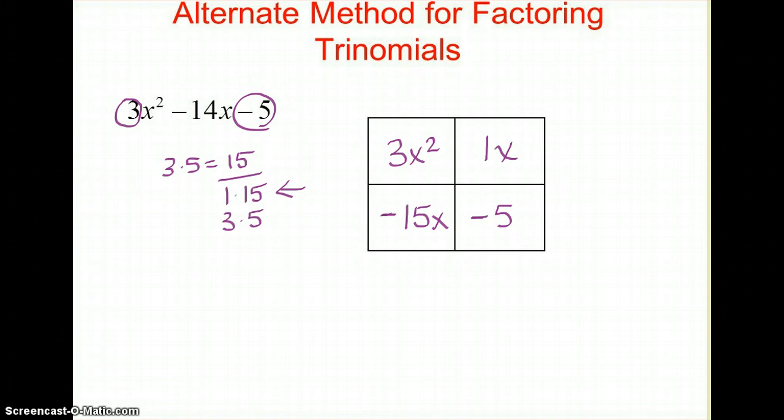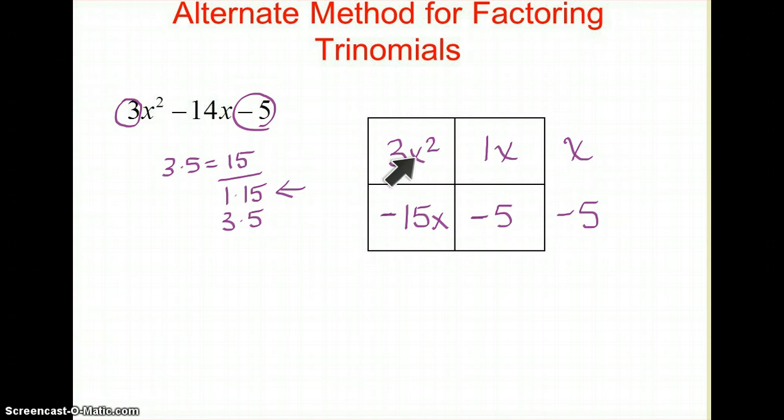Once I have all my boxes figured out to do my grouping, I'm going to use my greatest common factor. So if I go across for the rows first, 3x squared and 1x, the greatest common factor of 3x squared and 1x here is going to be just an x. So out here I will put x as my greatest common factor. Then in the second row, the negative 15x and the negative 5, because these are both negative, when I factor out my greatest common factor, if both are negative, then you can include the negative as part of your greatest common factor. So for that, my greatest common factor is actually going to be a negative 5.